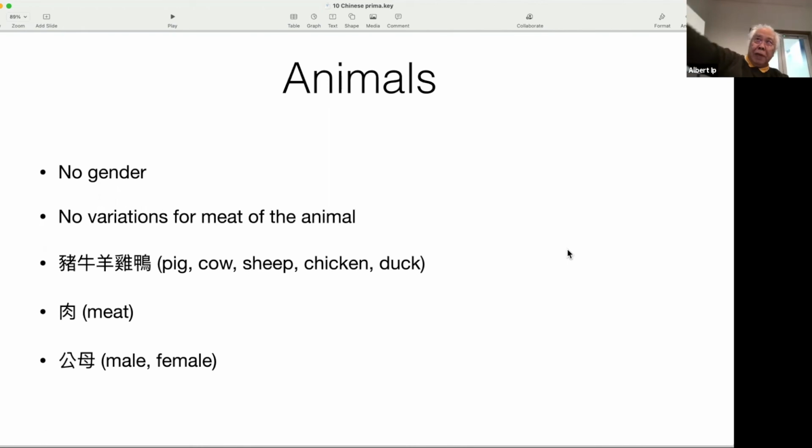And then for male and female, we usually put that in front. Gong gai, mou gai: male chicken, female chicken.